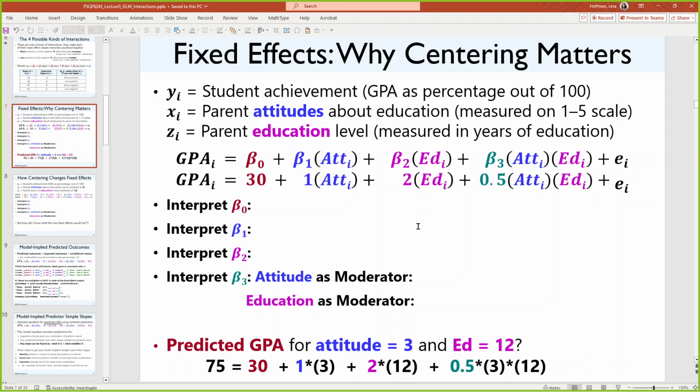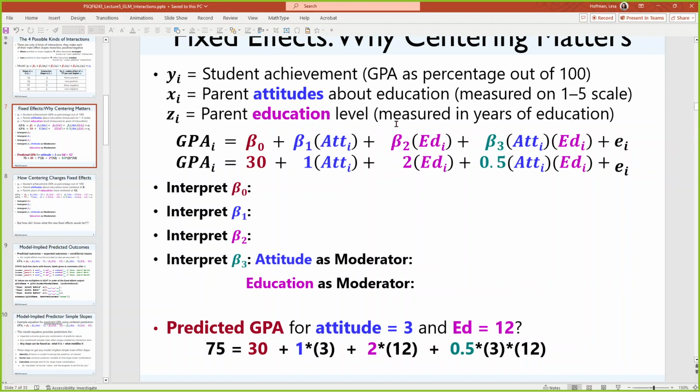Up until now, the only consequence of not centering your variables would be having a weird intercept that can't happen if 0 isn't within the scale. But that is no longer true because of the conditionality of these things. So let's say in my story here, Y is student GPA on a percentage scale out of 100. X is parent attitudes about the importance of education measured on a 1 to 5 ordinal scale. How important is this to you? And Z is parent education level measured in years of education.